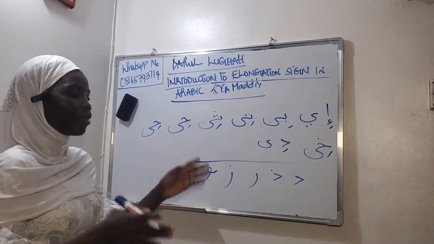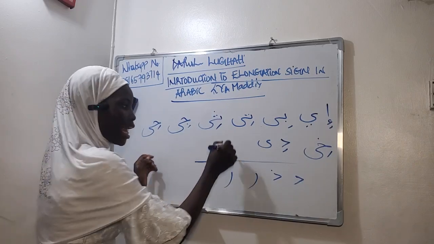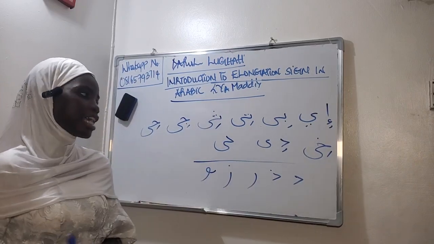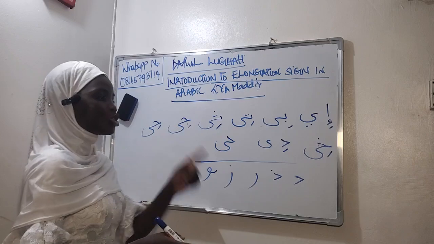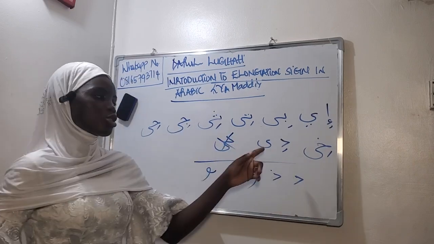Example, like this one now, dal gets ya madi. I actually separated the ya madi from the dal. I didn't join the dal and the ya madi together like this. It doesn't make any sense. We can't join something like this in Arabic. This is wrong. Why is this the correct one?